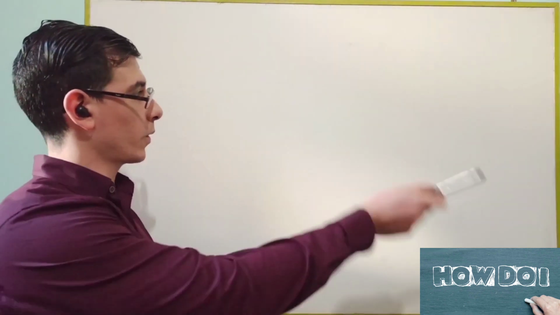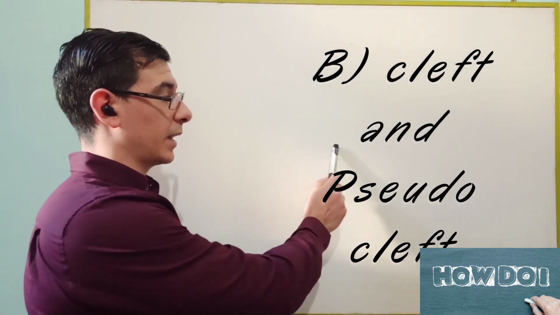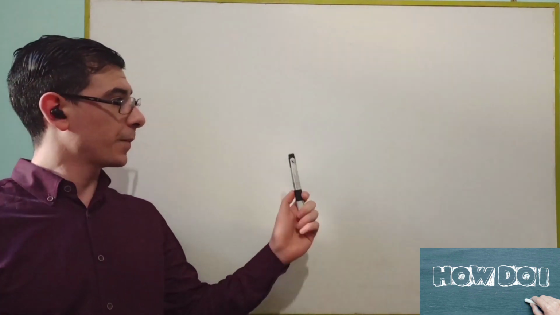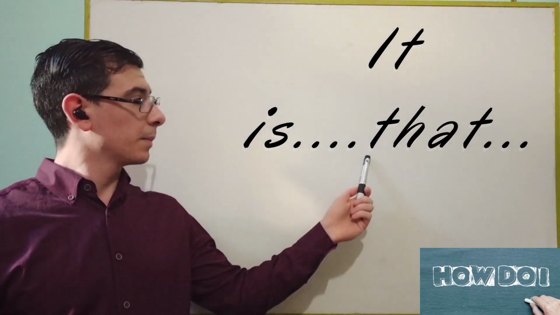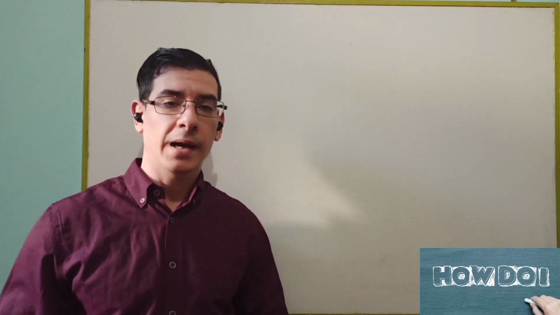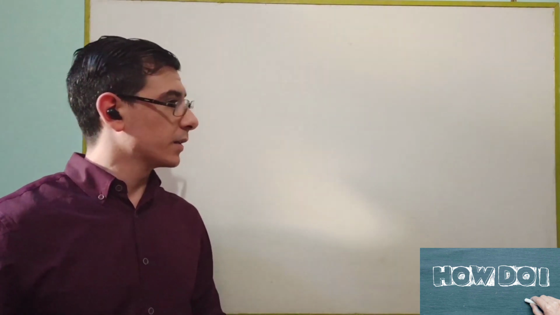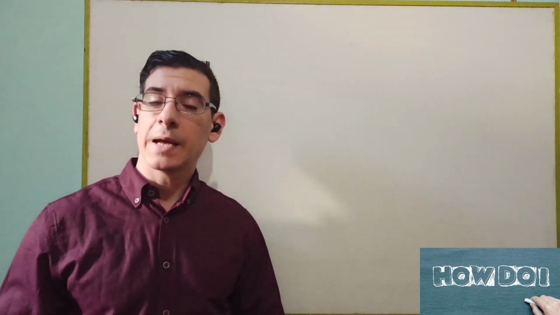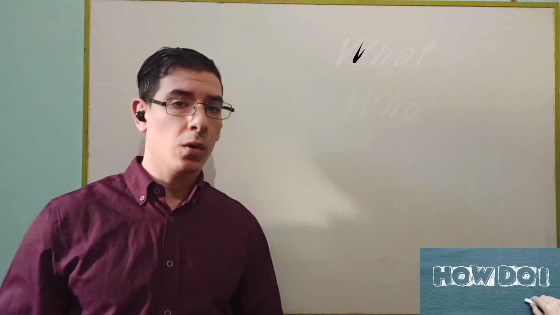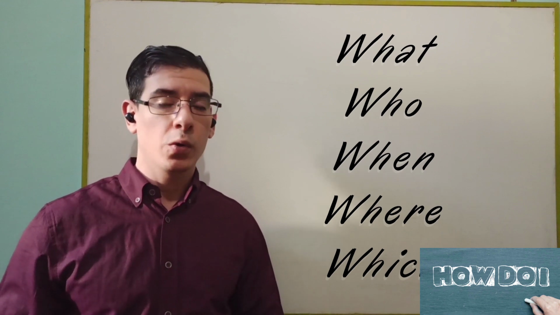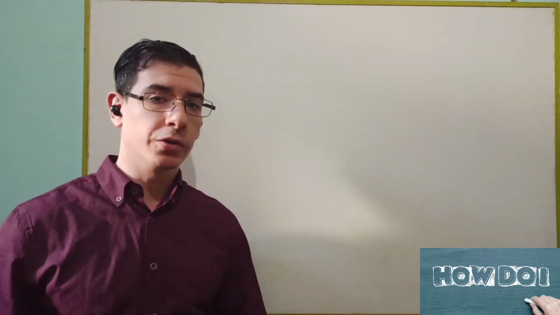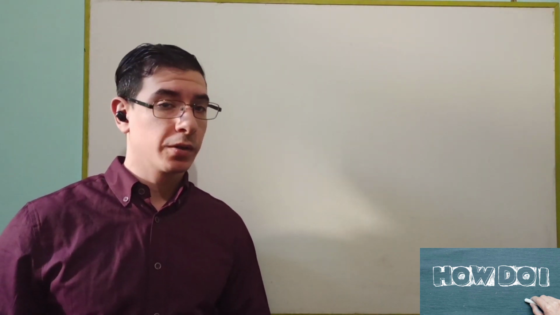The second technique that we have to use is the cleft and pseudo-cleft sentences. The former one is the one that starts with "it" plus "that", and we join it with the second idea. And the other one, the pseudo-cleft, is also known as WH-cleft. And why? Because we can use not only what, but also who, when, where, which. That's why they are also known as WH-clauses.